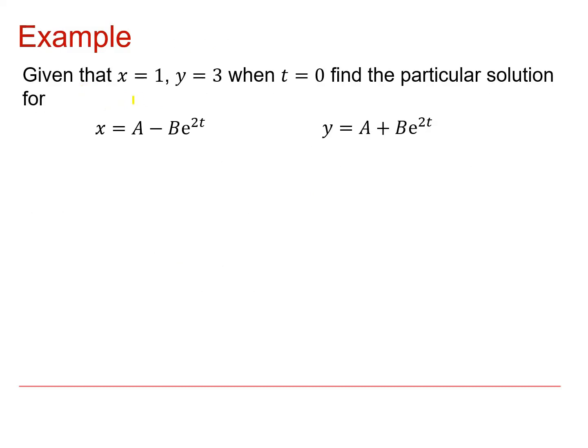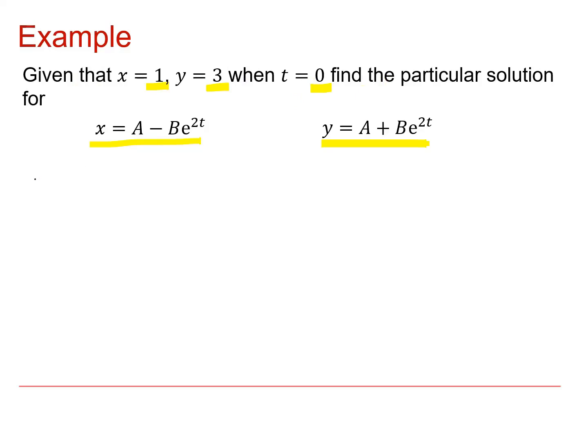So let's have a look at this example. We've got a general solution here for x and for y, and we saw those on the last slide. And then we've been given some information about x and y when t equals 0. So x equals 1 and y equals 3 when t equals 0. And these represent initial conditions.